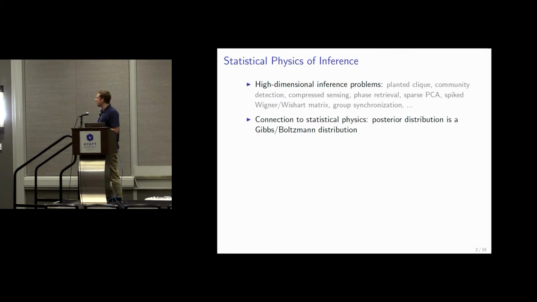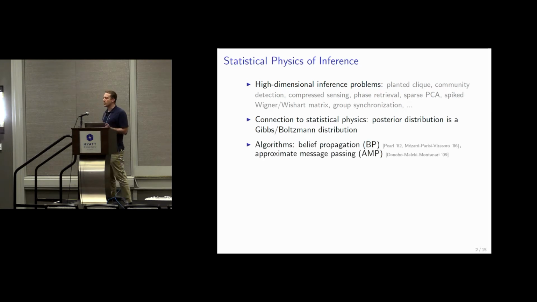And the connection is essentially that for these inference problems, the posterior distribution of the hidden signal given the observed data follows a Gibbs or Boltzmann distribution. And this is the same type of distribution that would show up in physics if you're studying some kind of a disordered system. Think of maybe a magnet or a so-called spin glass.